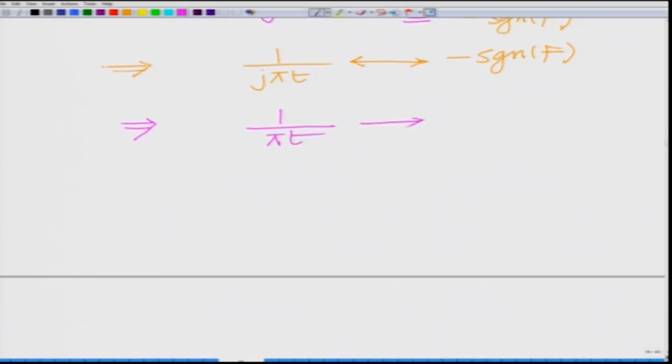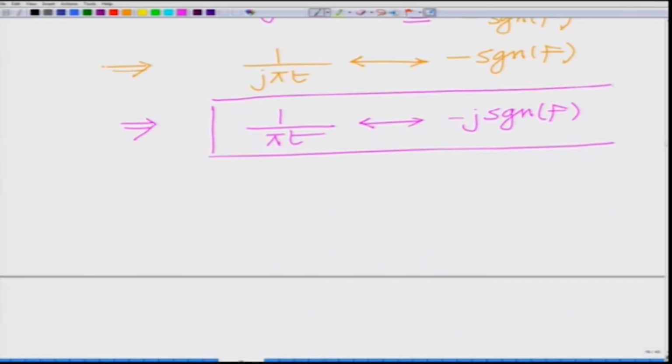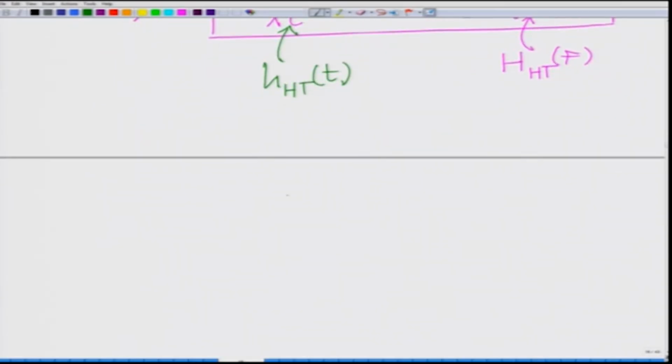1 by pi t has the Fourier transform minus j sgn f. Now, recall that minus j sgn f is nothing but the transfer function of the Hilbert transformer, which implies that 1 by pi t, which is the inverse Fourier transform of this, must be nothing but the impulse response of the Hilbert transform. Therefore, the impulse response of the Hilbert transformer is 1 by pi t, and that is what we have derived.